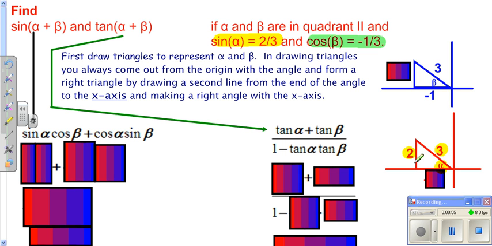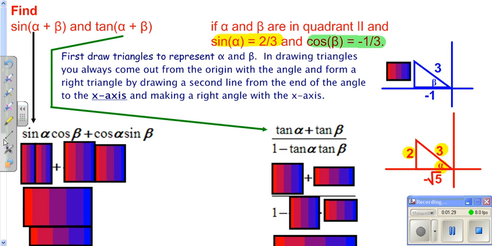Also remember, when you're drawing your triangles, that the angle alpha, or any angle you're dealing with, is always at the origin and an acute angle in your triangle. We have to use the Pythagorean theorem to get the missing side. Our missing side squared plus 2 squared equals 3 squared. We solve that for our missing side, and we get the square root of 5. But we do know it's negative since we're going to the left.